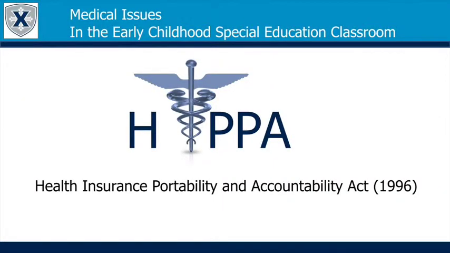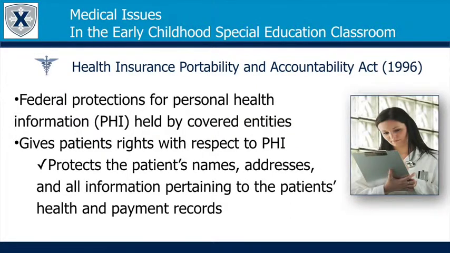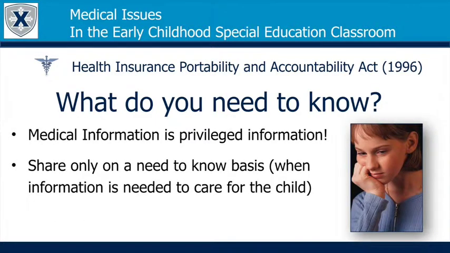So the first topic we're going to talk about tonight is HIPAA, and it was passed in 1996. Basically, it's a federal law that protects personal health information for individuals. So it gives patients the right to protect their private health information. That includes their name, address, and any information relating to their disorder or their illness. What you need to know is that it's a privilege to receive health information, so it's only shared on a need-to-know basis.